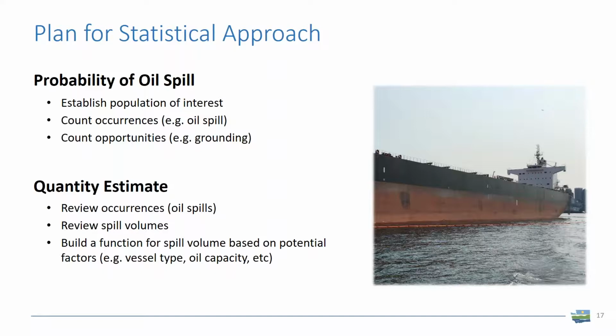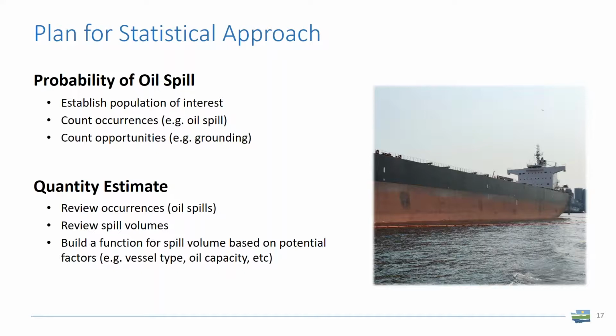So the plan for how to approach statistical potential for oil outflow has two parts. First, we need to determine if a spill took place. It's parallel to the work we did for hazard probability. We need a population of interest. This is the geographic and temporal constraints around the data that we review. Then we need to count up the occurrences in that data. These are the oil spills. Then we need to count up the opportunities. These are the linked hazards, like a grounding, for instance. How many spills occurred per grounding?